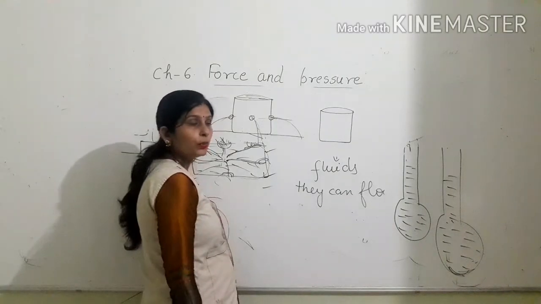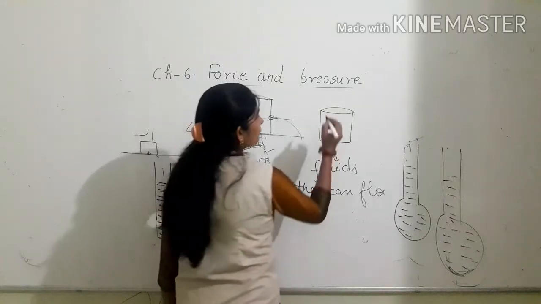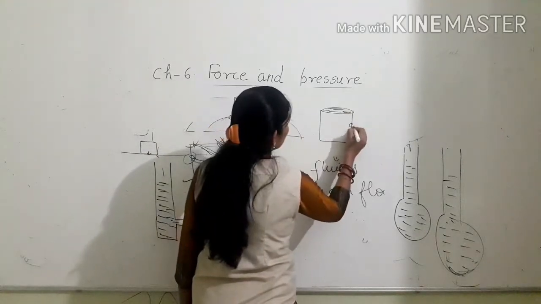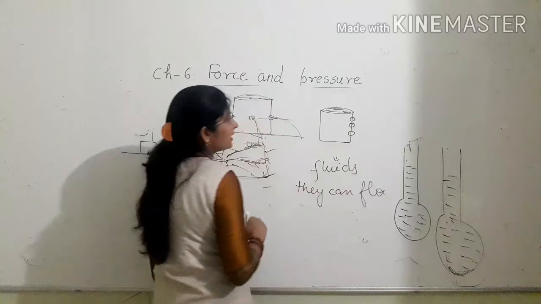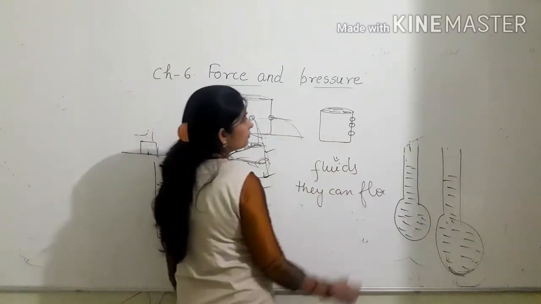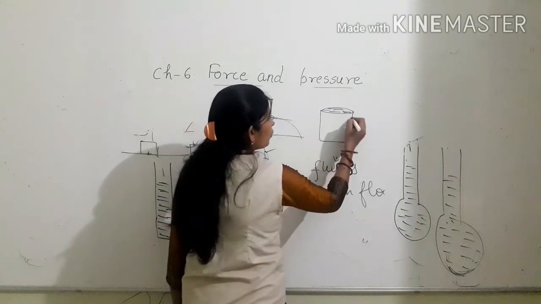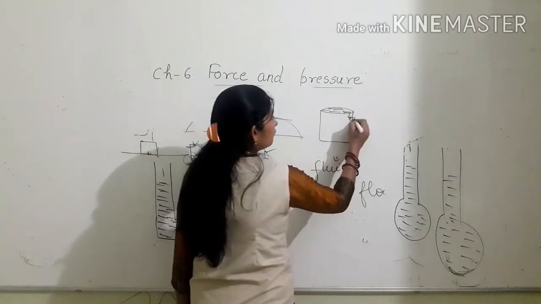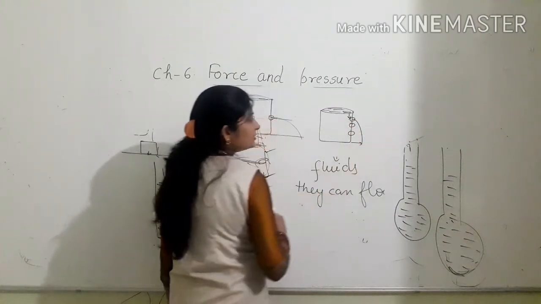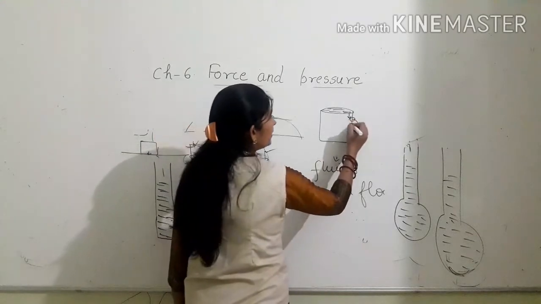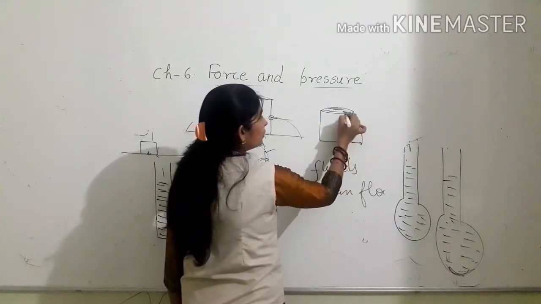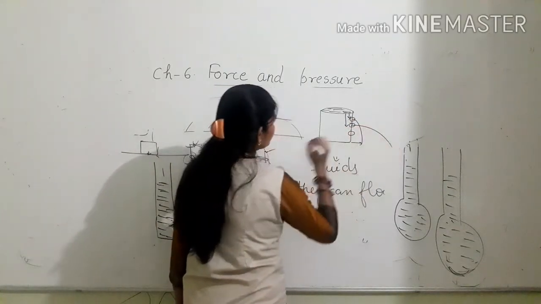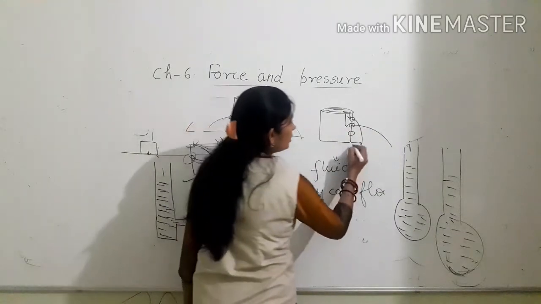Coming to the next, we take one more beaker, fill it with water, and then we make 3 holes in its one side at different depths. What will you observe? We will observe that water coming out of the first hole, which is at the lowest depth, will cover the shortest distance from the beaker. Then water coming out of the second hole, which is at greater depth, will cover more distance from the beaker.